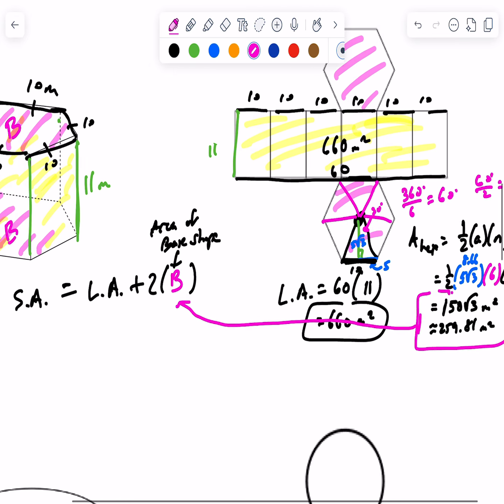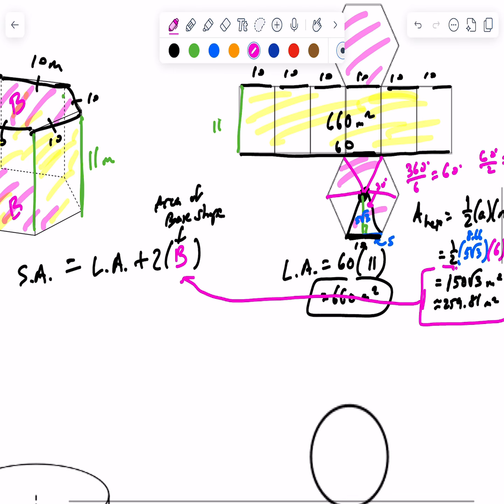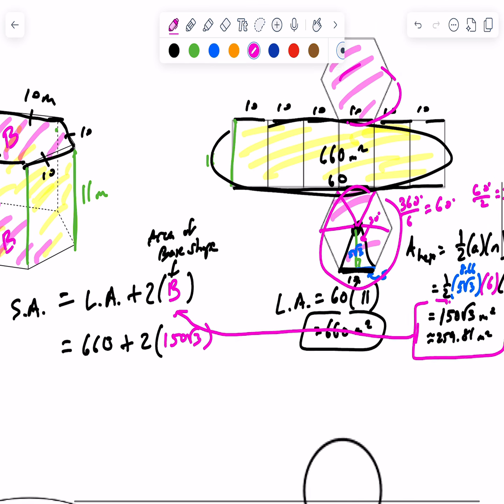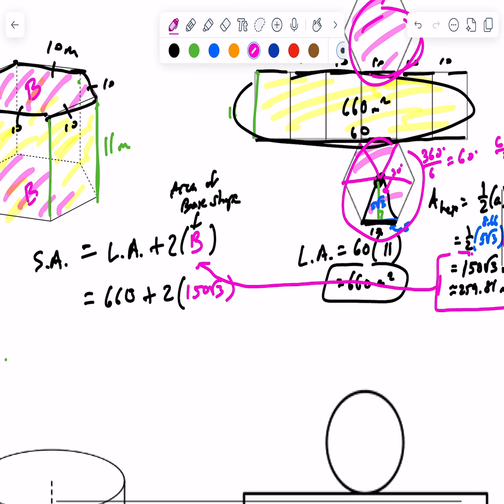So now let's back up. Again, the lateral area was the 660, right? This thing right here, plus 2 of these base shapes here. 2 of these 150 root 3s. I'm just going to use 150 root 3. You have 150 root 3 here, you have 150 root 3 over there, right?